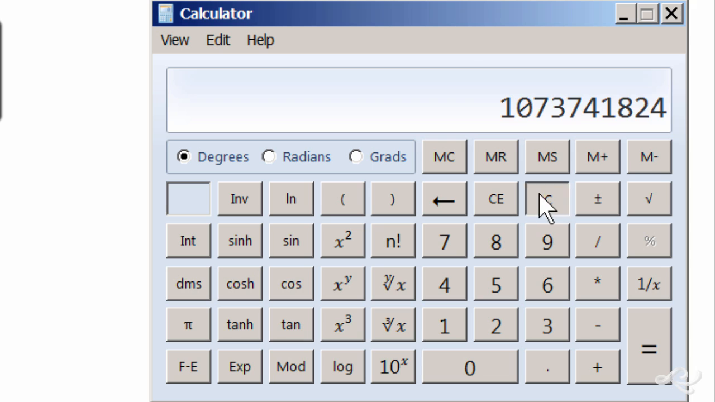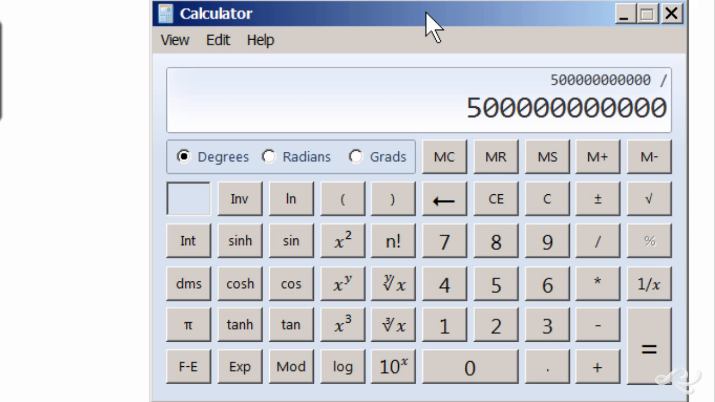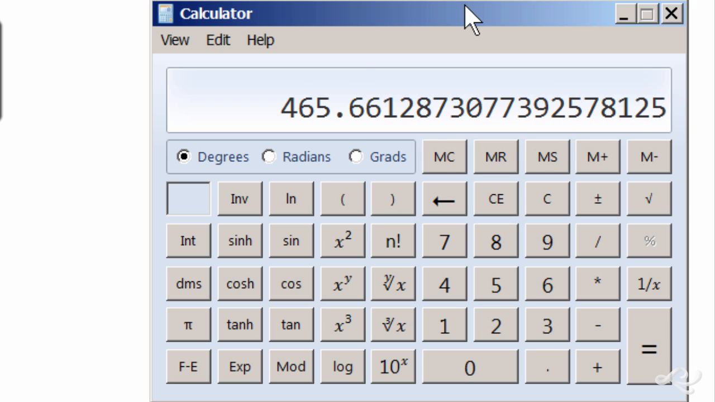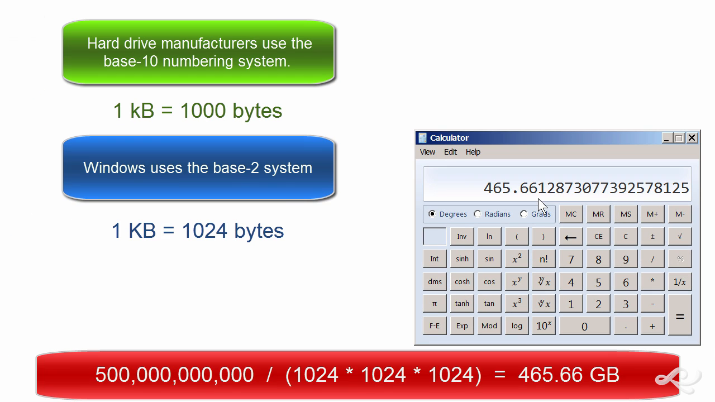1,073,741,824. So just remember that number. If we take the hard drive manufacturer's drive size, which is 500 billion bytes, 500 gigabytes, it's 500 billion because they're using the base 10 system, and we divide that by that number that we just got, the 1,024 to the third power, again, 1,073,741,824, and press enter. We'll get the answer there, 465.66 gigabytes. So it's the same amount of storage space, just measured differently.